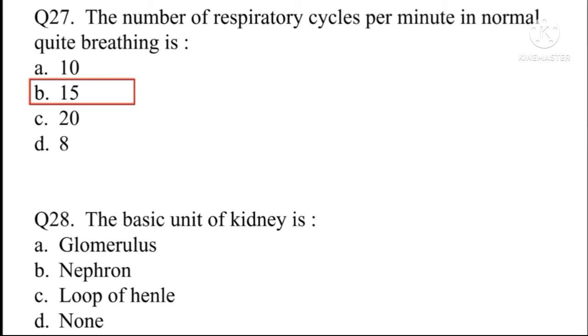Next question is the basic unit of kidney is. The options are option A glomerulus, option B nephron, option C loop of Henle, option D none. Correct answer is option B nephron.